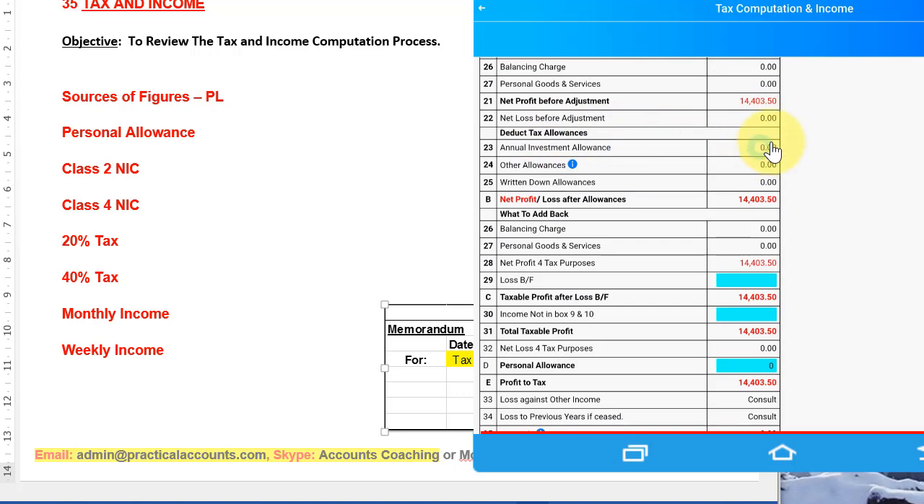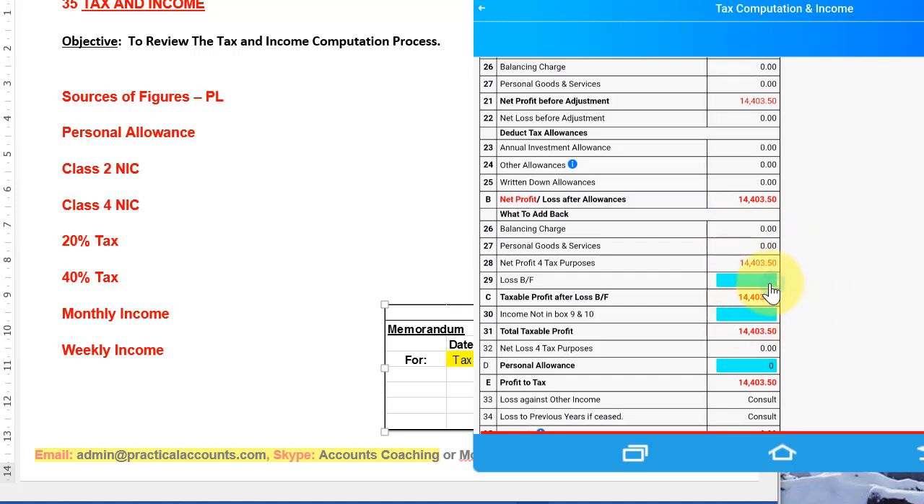Now we're supposed to deduct tax allowances. We've got annual investment allowance, other allowances, and written down allowances. They should be deducted before we get to net profit after allowances. And what should be added back? This is a balancing charge, the profit made on the disposal of a fixed asset. And then below that, these are personal goods. Now let's see personal goods and services. Now in this case, it's an efficient system whereby we don't have personal goods and services included. They are not recorded on the profit and loss account, and that is why this one is blank.